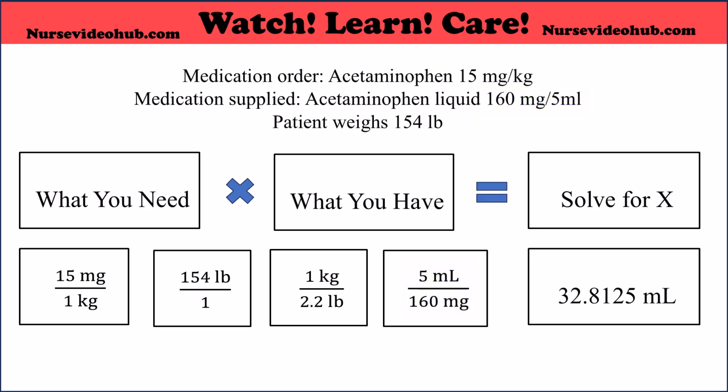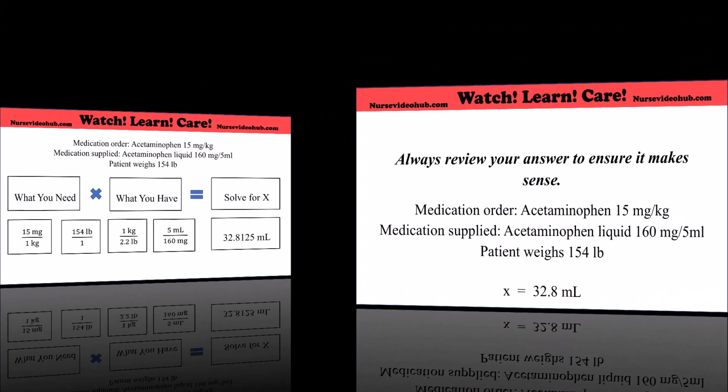You calculate the answer by multiplying across. 15 times 154 times 5 divided by the product of 2.2 times 160, and your answer is 32.8125, rounded to 32.8. The milligrams canceled out, the kilograms canceled out, the pounds canceled out. That leaves milliliters. You would administer 32.8 milliliters to deliver the medication dosage.